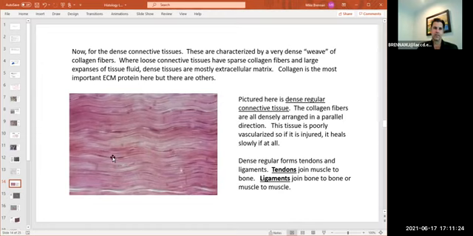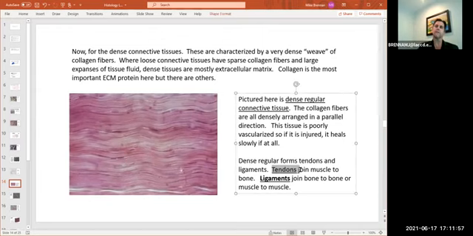Okay, so collagen is the most important protein in this particular image. There are other proteins. This is dense, regular connective tissue. All the collagen fibers of the extracellular matrix are pretty much arranged in a parallel fashion. No blood vessels in here, so if this gets injured, chances are good it won't heal. Never mind even healing slowly, it may not heal. So dense regular, you find it forming tendons and ligaments.